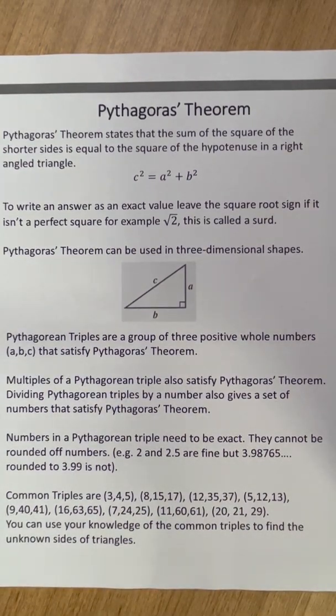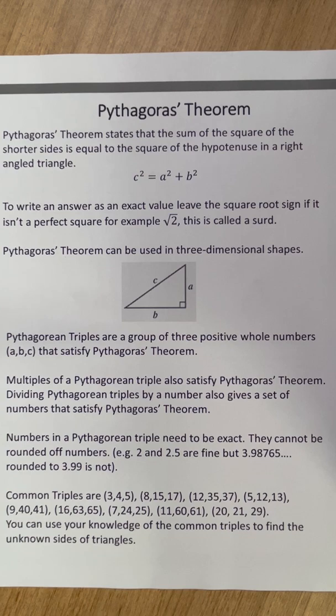Okay, so Pythagoras' theorem. We use Pythagoras' theorem to prove if a triangle is a right angle triangle, and also, if we know that it's a right angle triangle, to be able to find an unknown side. So our theorem is that c squared equals a squared plus b squared. What this means is that the sum of the square of the two shorter sides is equal to the square of the longest side, or the hypotenuse.